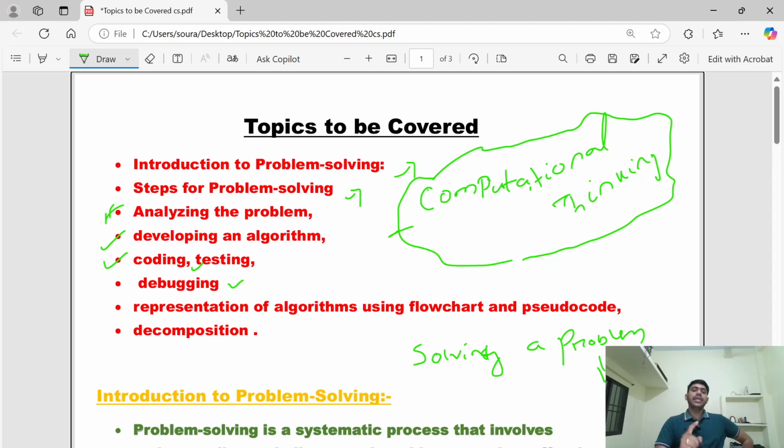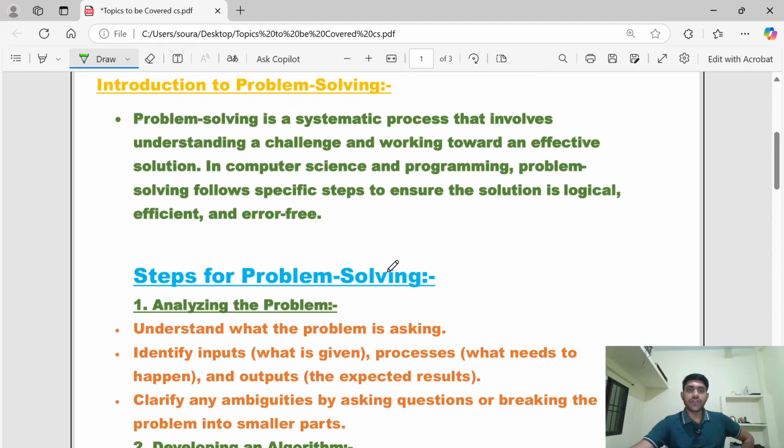Then representation of algorithms using flowchart and pseudocode. What is a flowchart? What is an algorithm? What is pseudocode? We should know very soon. Okay, so let's start our class. So first thing is introduction to problem solving.